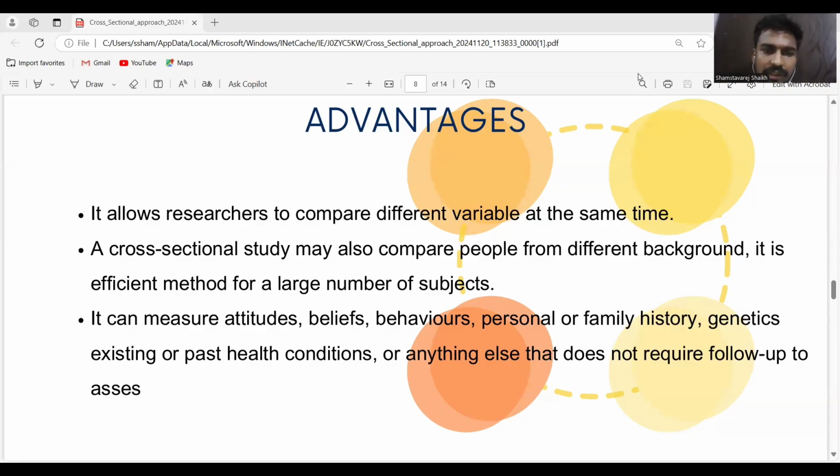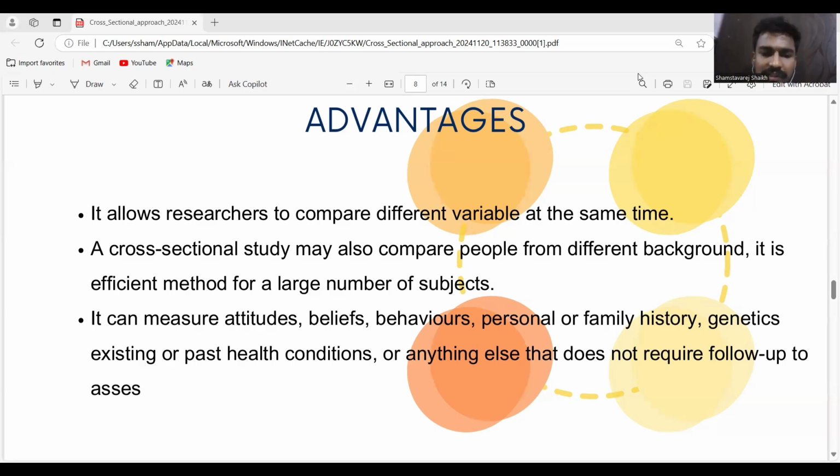A cross-sectional study may also compare people from different backgrounds. It is an efficient method for a large number of subjects. It helps to do research on a large number of subjects and compare people from different backgrounds, for example, education and cognitive abilities.